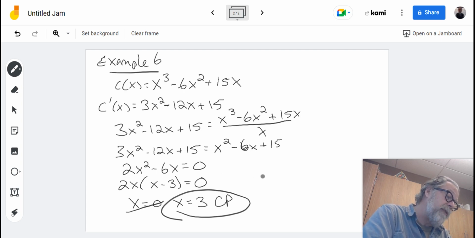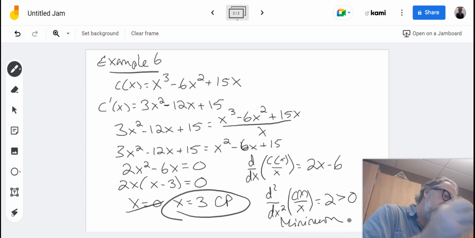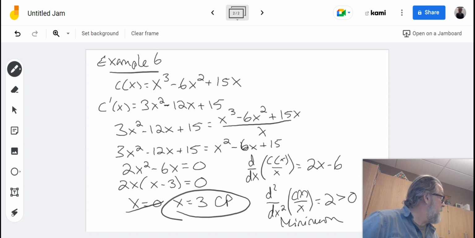The derivative of the average cost is 2x minus 6. And therefore, the second derivative of the average cost is 2, which is greater than 0, and therefore this is, in fact, a minimum. So, to minimize your average cost, you should produce 3,000 units.